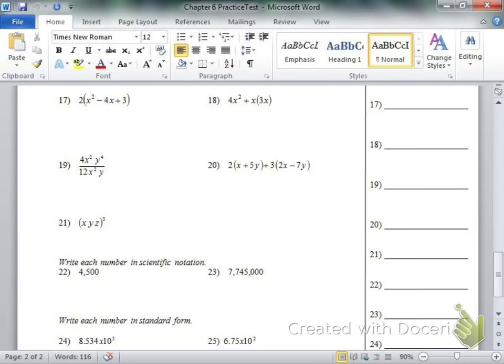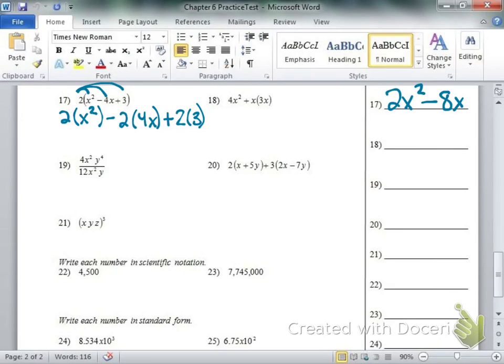Alright, moving right along to 17. We are going to multiply each term by the 2 that's out front. This is called distributing. So 2 times x squared minus 2 times 4x plus 2 times 3. Now actually go through and do the multiplication. That's what needs to go on the answer line. So we'd have 2x squared minus, in the middle you'll get an 8x, and in the back you get a plus 6.